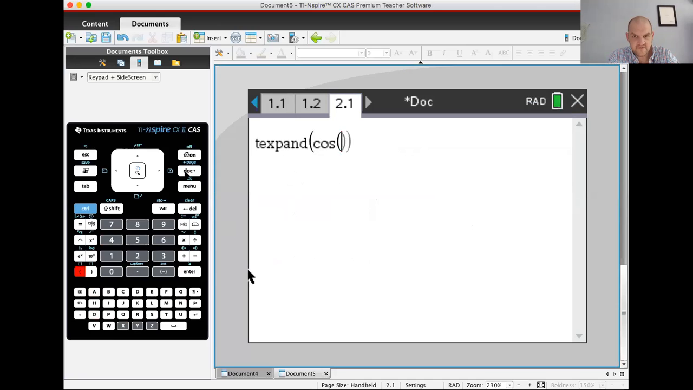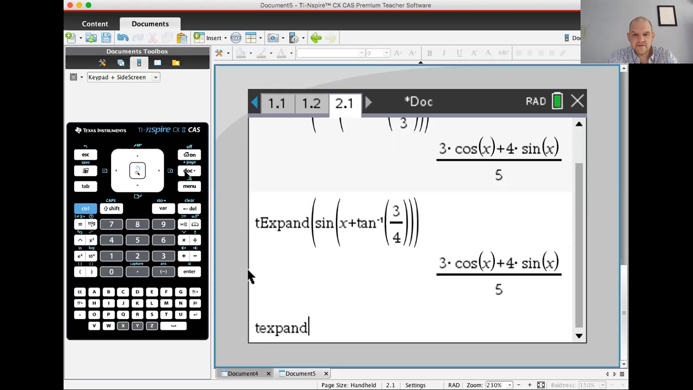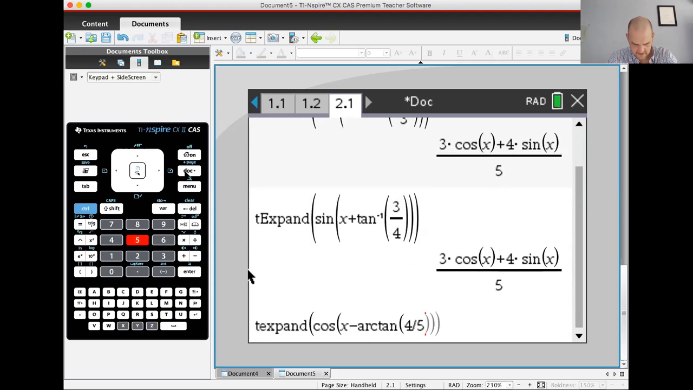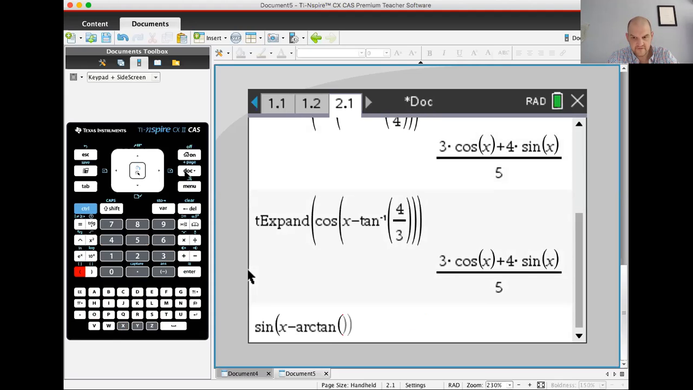So I'm gonna expand cosine of X plus arctan of negative 4/3. I forgot parentheses. Okay, that is 3 cosine plus 4 sine over 5. That's exactly what we were given. All right, that's good. I'm gonna use T expand on these. We could also use graphing if we wanted to. Sine of X plus arctan of 3/4. Same. T expand. Cosine of x minus arctan of 4/3. Same. And the sine of x minus arctan of negative 3/4.